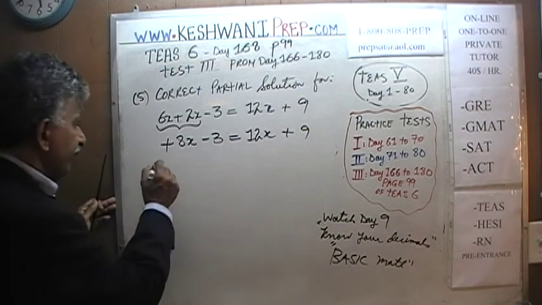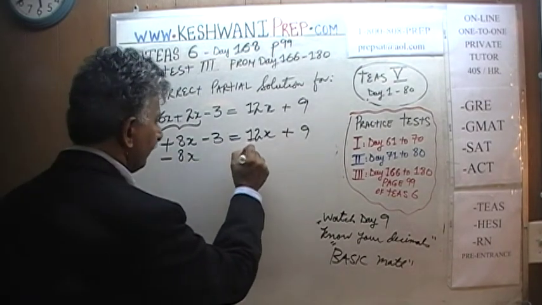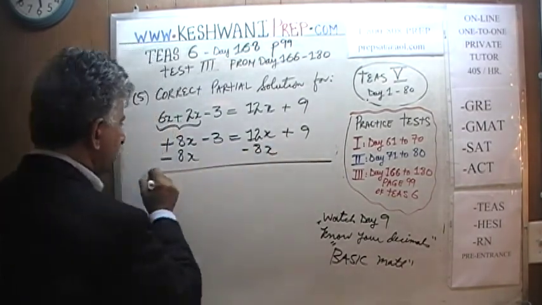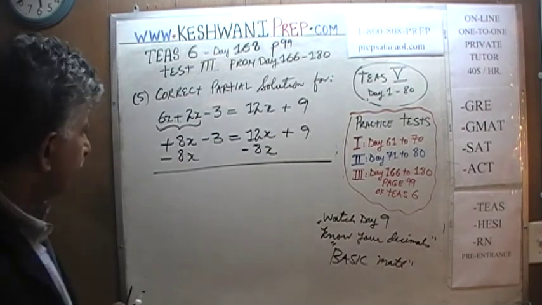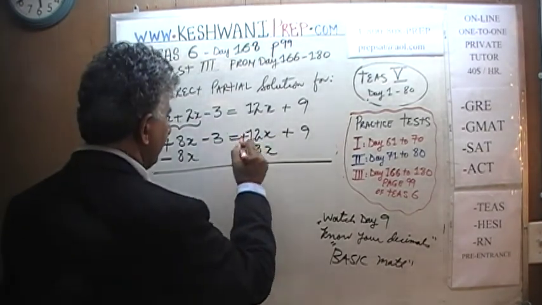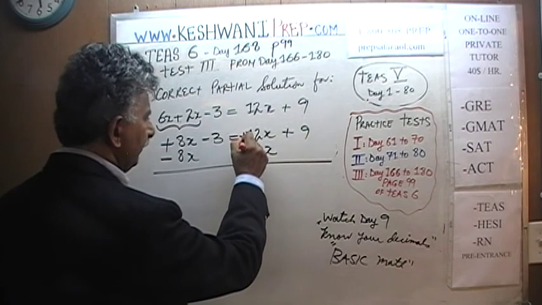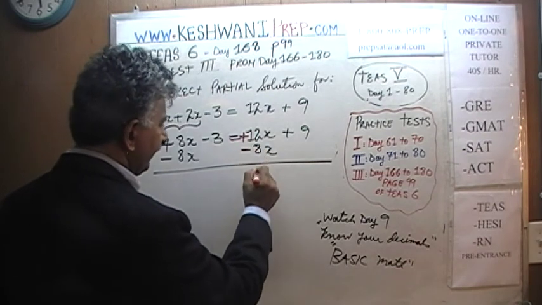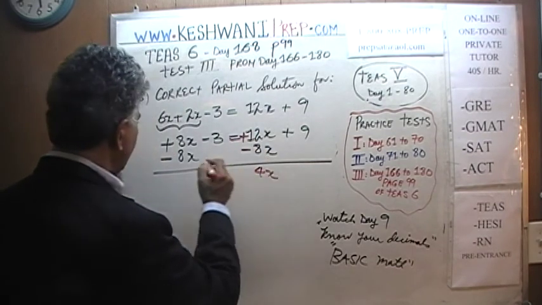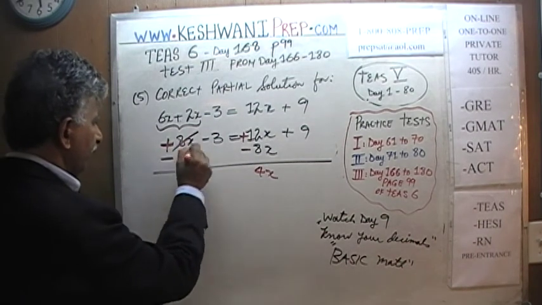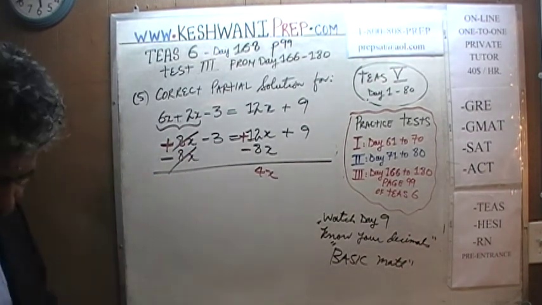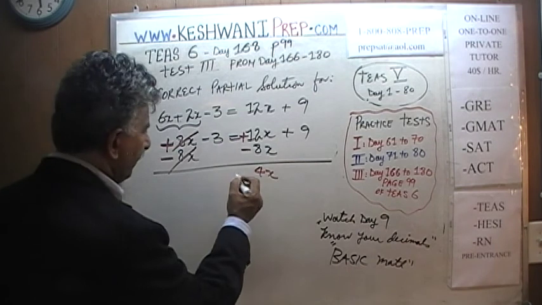How do we do that? We subtract 8x from both sides. Now watch what happens. So here we have positive 12x and a negative 8x. That's going to give us positive 4x. And this positive 8x and a negative 8x are going to cancel out. And that was the whole point. And here we're going to end up with positive 4x.